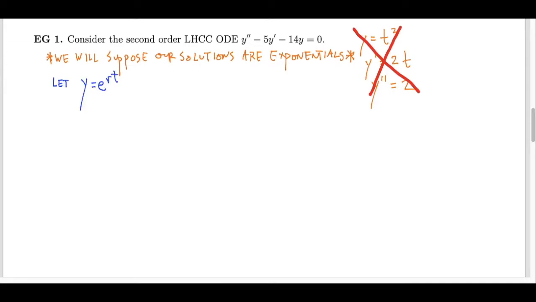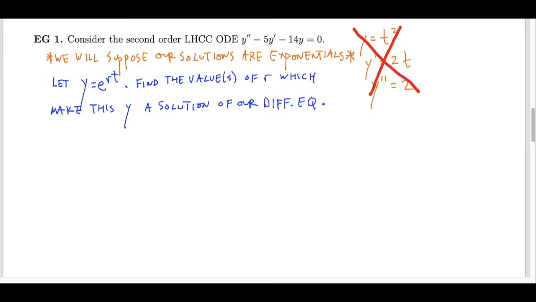I don't think this will work for just any r value or values. So the goal now becomes to find which specific value or values of r will actually make y equals e to the rt a solution of this differential equation. This is actually a process we've done previously in this class. We just take the appropriate derivatives, y prime, y double prime. We plug those into the differential equation, and then that gives us this expression.